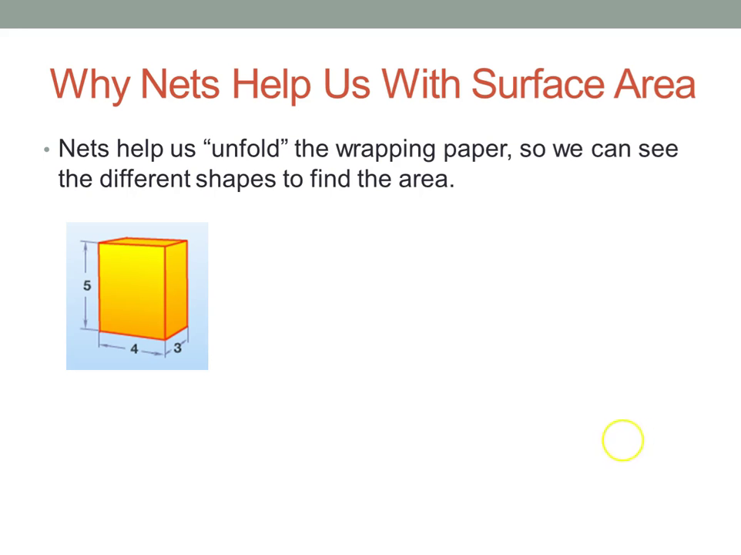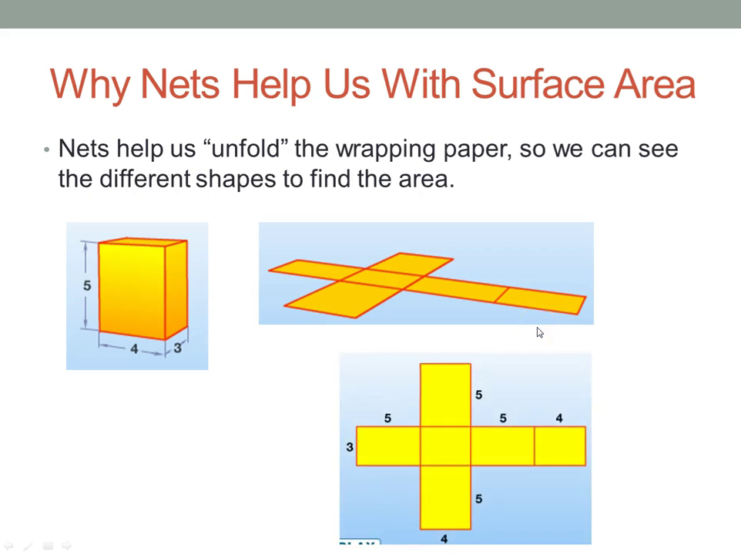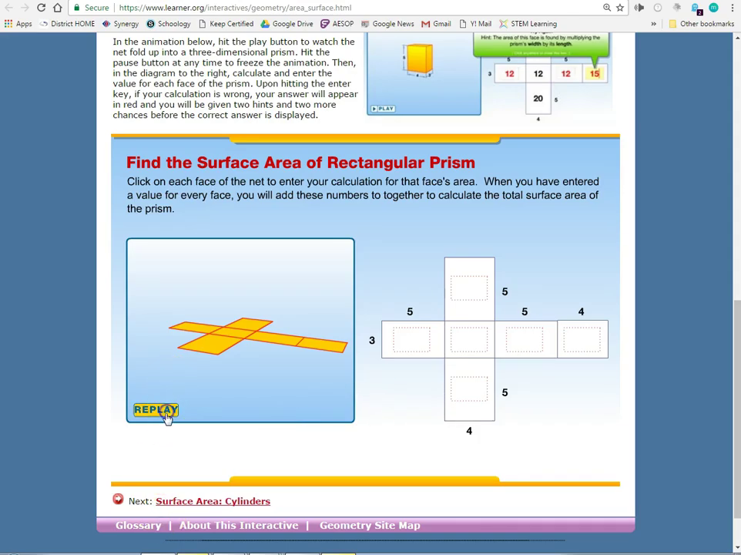So here's why we use nets to help us with surface area, because sometimes it's hard to see all of the shapes in this rectangular prism, so we use a net. So we flatten it out. We see there's 1, 2, 3, 4, 5, 6 different sides, just like you'd expect in a rectangular prism. We could put the dimensions right on the net and then figure out the area of each of these rectangles and then add them up. And let me just show you. I think you'll like this visual here.